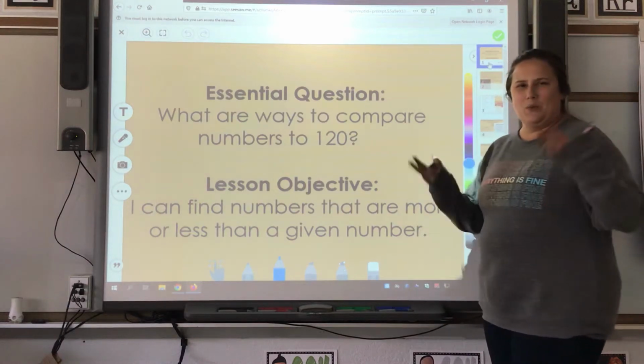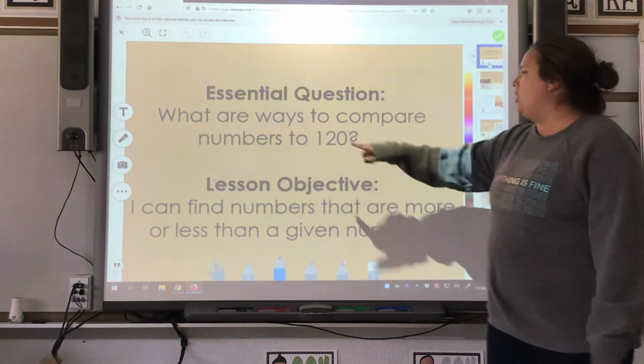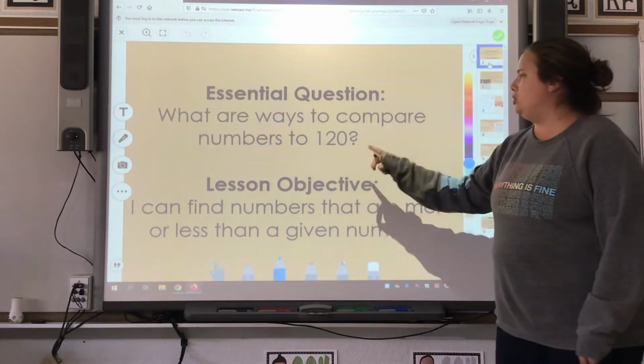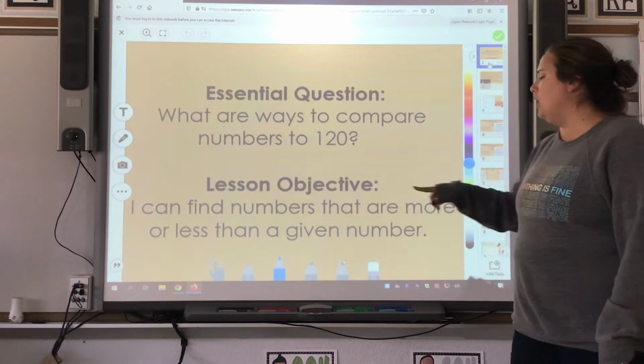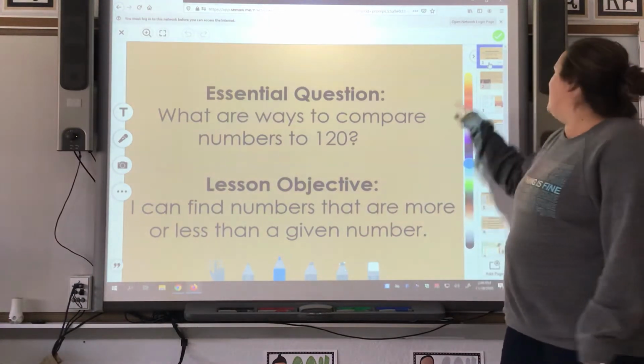Hello friends and welcome to math. What are ways to compare numbers to 120? I can find numbers that are more or less than a given number.